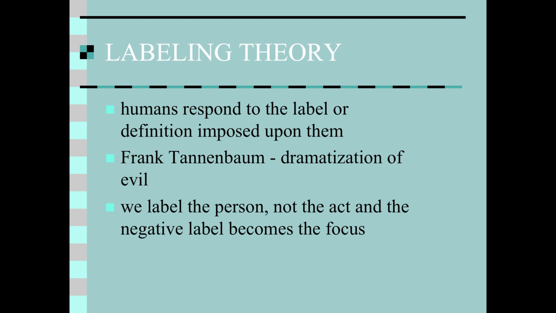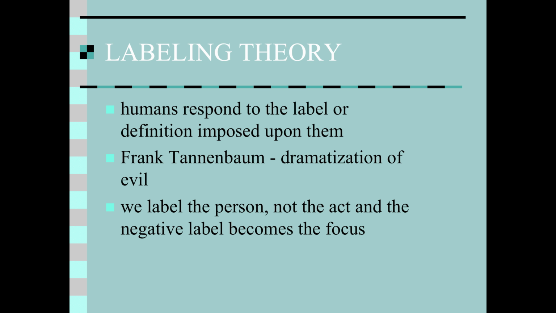Several very influential sociological theorists, Frank Tannenbaum, Edwin Lemert, and Howard Becker, all were very strong proponents of the labeling perspective, and all these theorists focused on how someone's self-concept could be changed through the reaction of others.